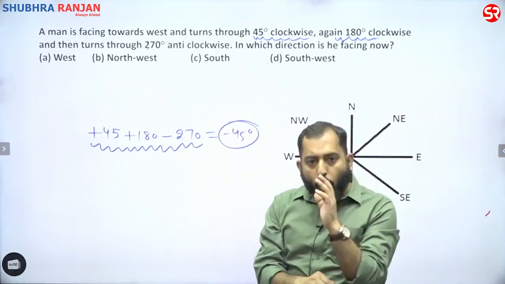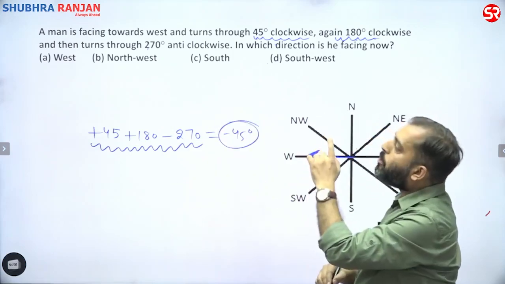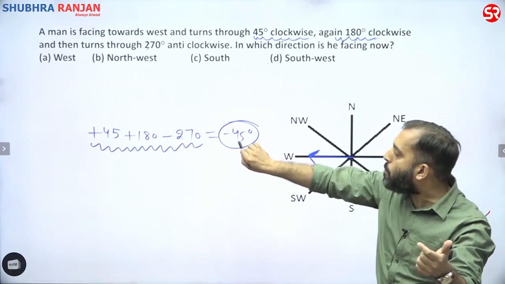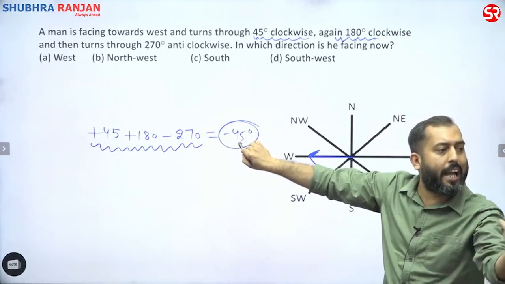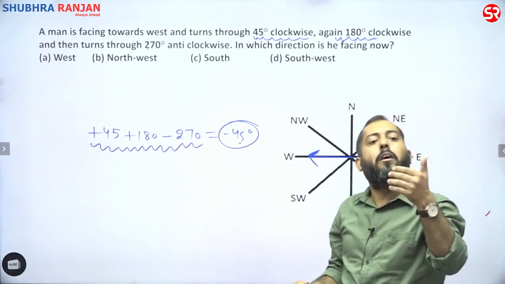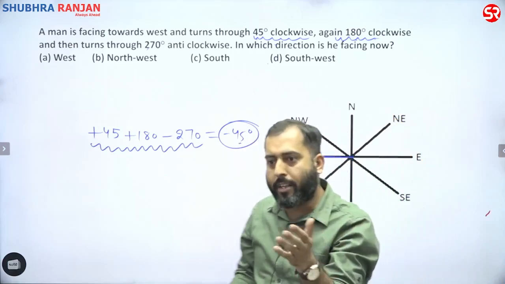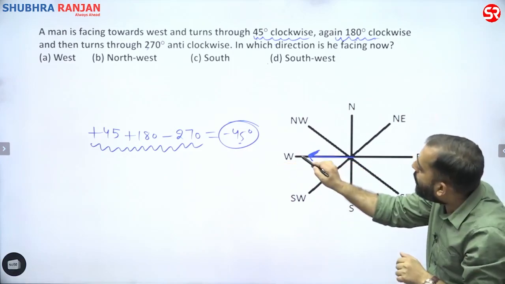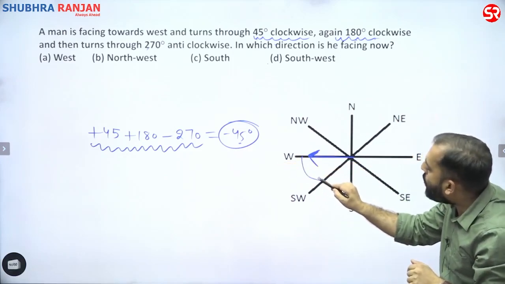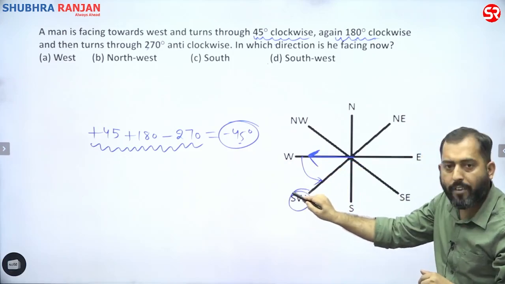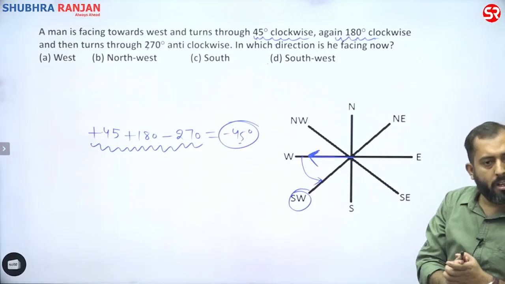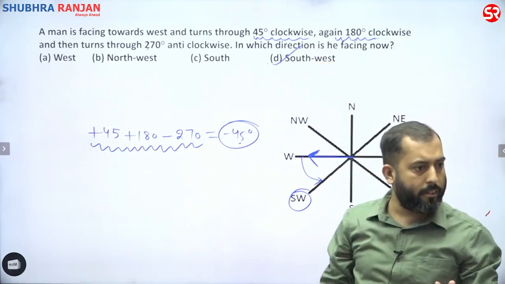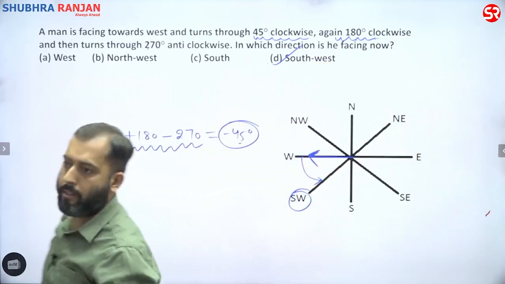Right? So what does it mean? It means with respect to the initial position, his net movement is negative 45-degree, meaning 45-degree anti-clockwise. The man was facing west, so 45-degree anti-clockwise from west is southwest. Hence your answer is southwest. Is this clear to everybody? Any doubt here? So this is your first type.